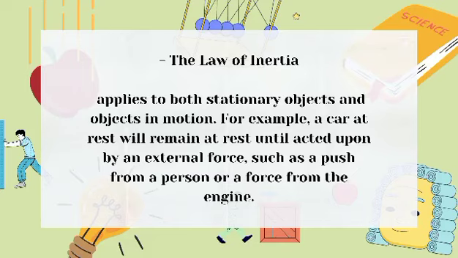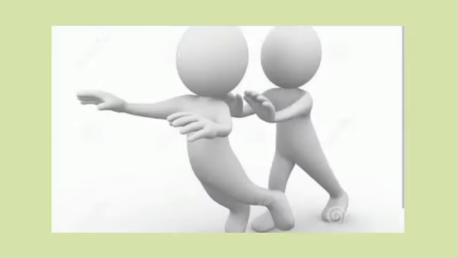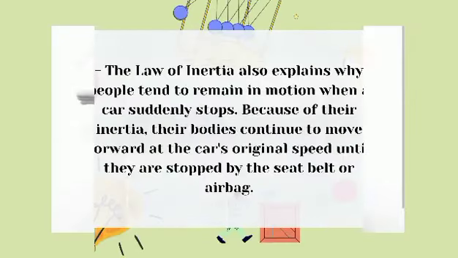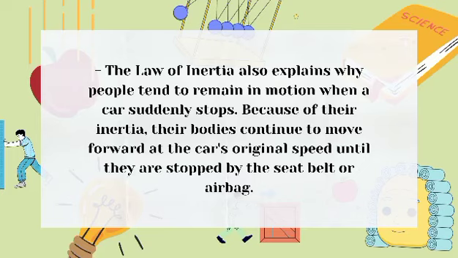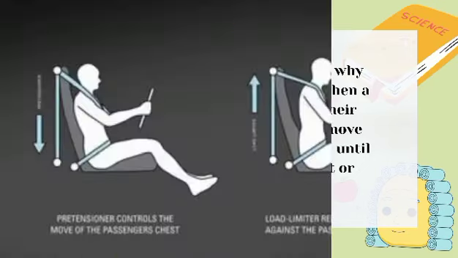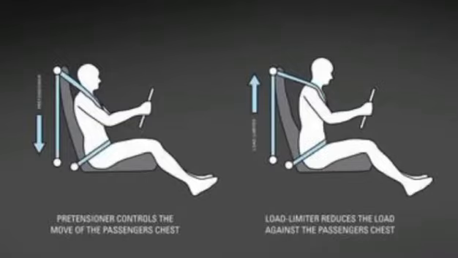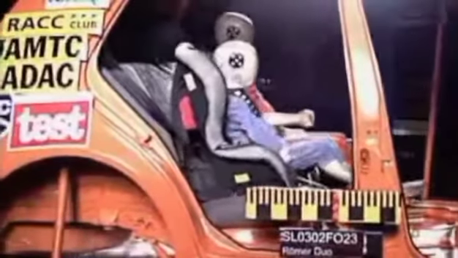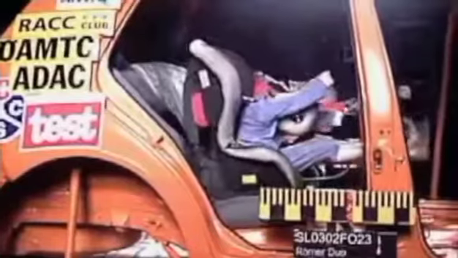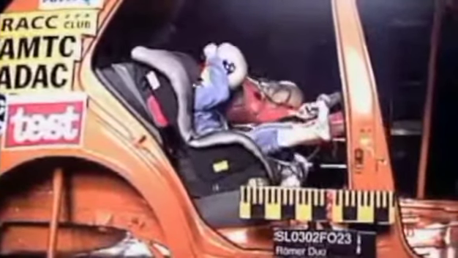For example, a car at rest will remain at rest until acted upon by an external force, such as a push from a person or a force from the engine. The law of inertia also explains why people tend to remain in motion when a car suddenly stops. Because of their inertia, their bodies continue to move forward at the car's original speed until they are stopped by the seatbelt or airbag. Just like what's shown in this video.